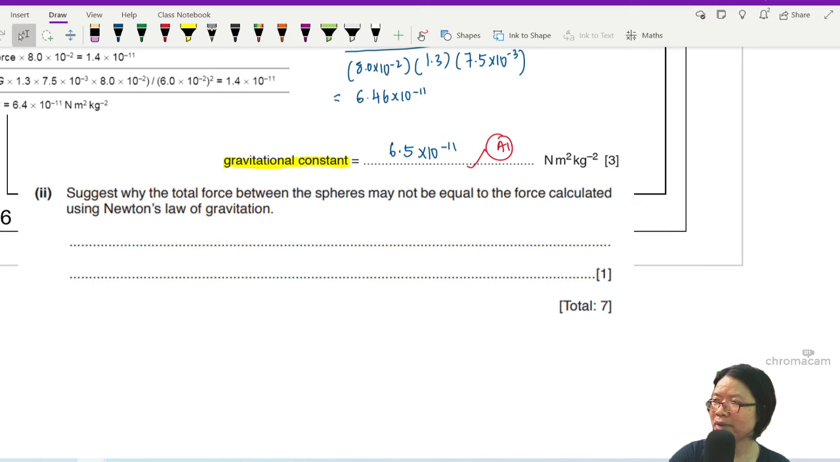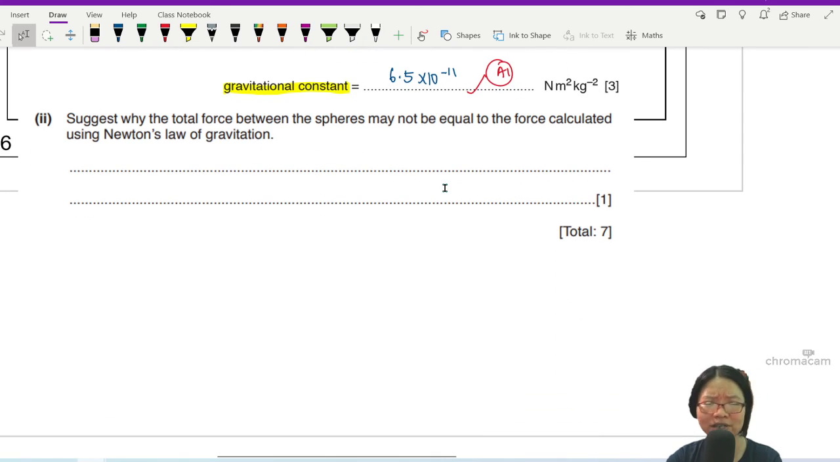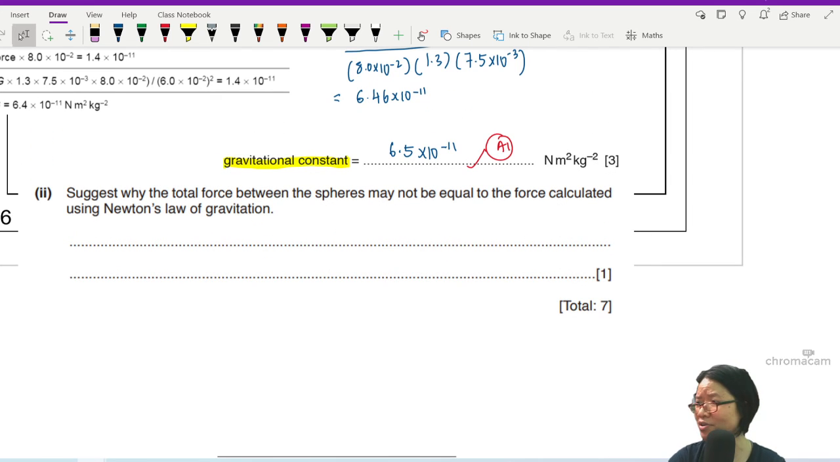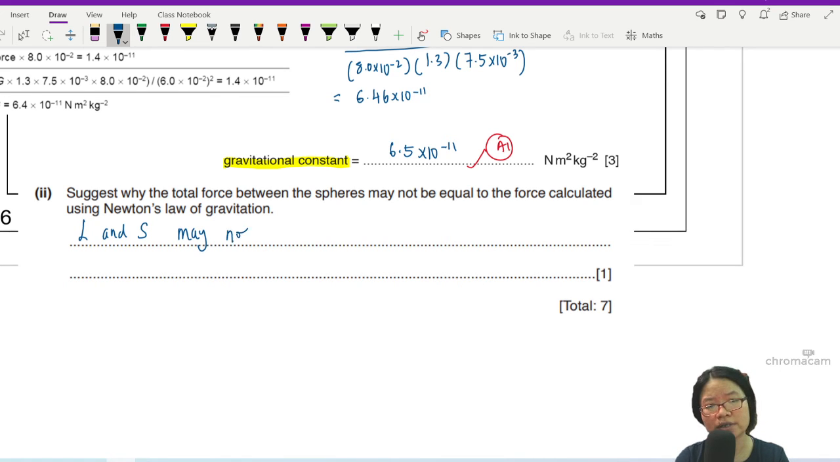Because when I measure this, if I am talking about the sensitivity of something like 1.3 kg, your body is more than 1.3 kg, right? Wouldn't your body exert a force on it? Wouldn't you have other objects around it? So the first thing I can think of is there could be other objects around with mass, because these masses are not isolated. So I can say L and S, which is the sphere's name, may not be isolated.